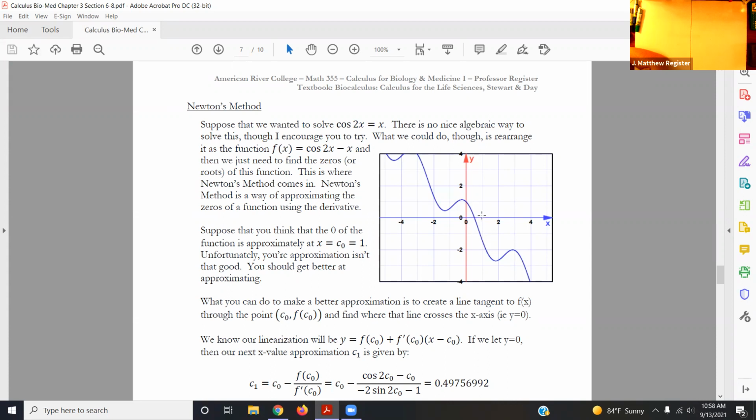Well, if we took this guess and figured out where that point is located on the graph of this, then we could create a linearization at that point and get a line that follows that curve. And that line which follows that curve is going to then give us a point closer. Let me show you what I mean by that.